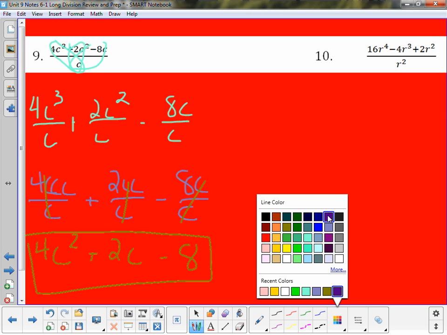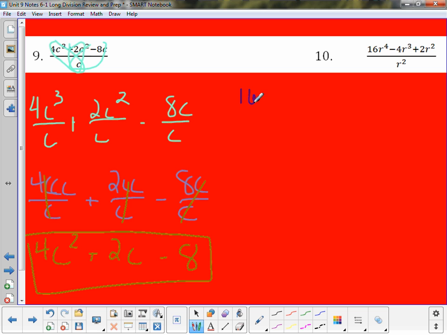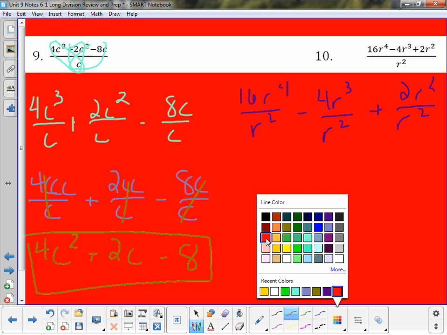Next, let's go ahead and take a look at number 10. So number 10, I'm going to split it up. So I have 16 r to the fourth over r squared. So all I'm doing is dividing up that divisor by each term separately. Okay, so I've written all of that out, and now I want to go through and simplify. There's no fractions I have to reduce, so I'm going to go straight to my r.